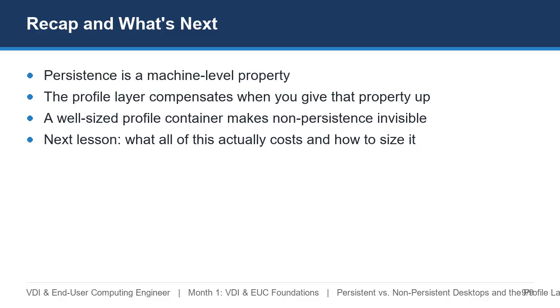The pattern to internalize: persistence is a machine-level property, and the profile layer is what compensates when you deliberately give that property up. A properly sized, properly configured profile container makes users never notice the trade was made.